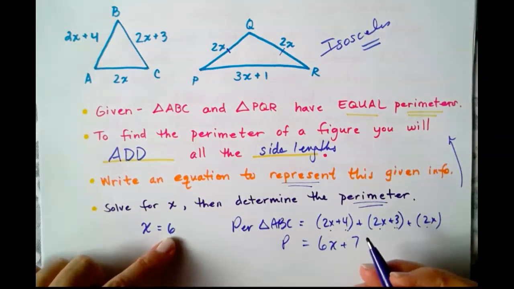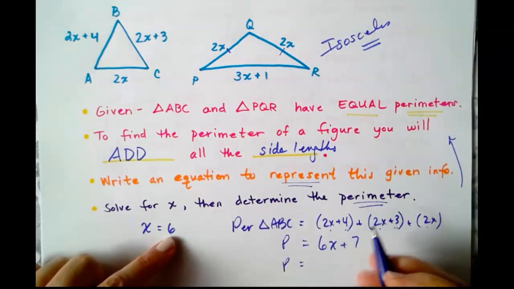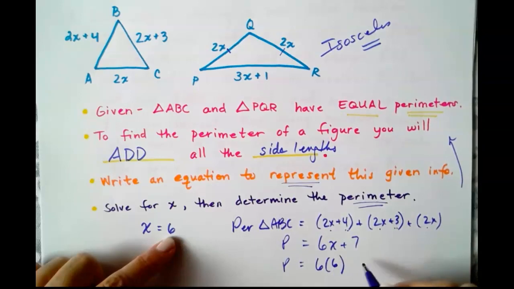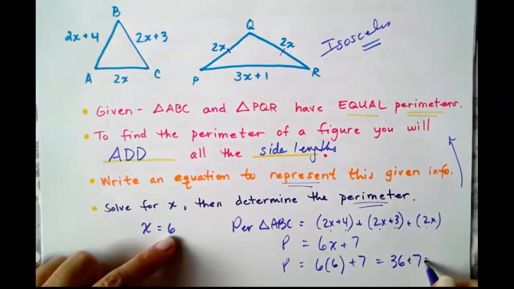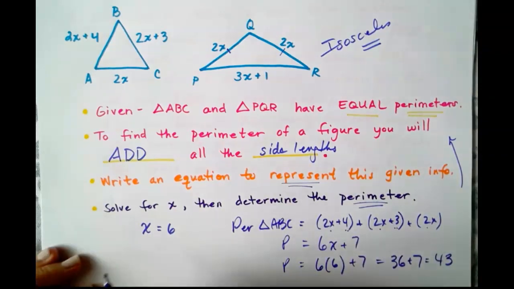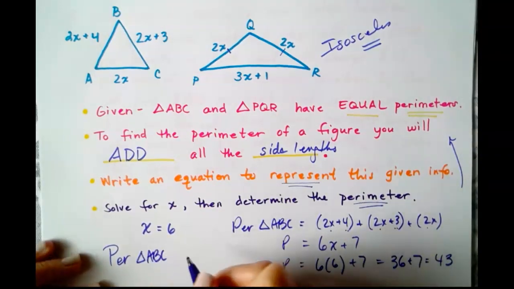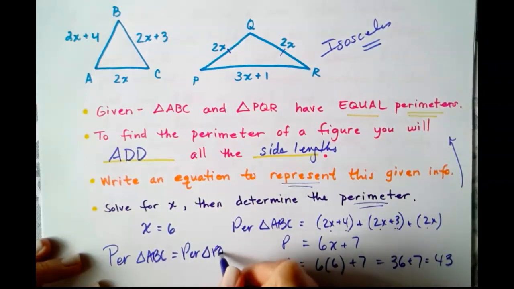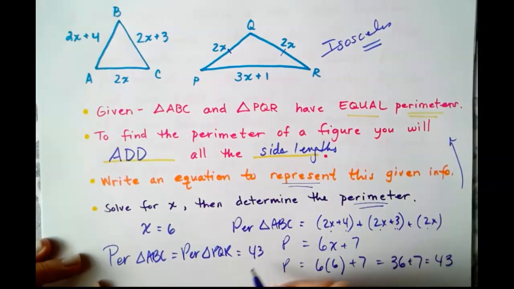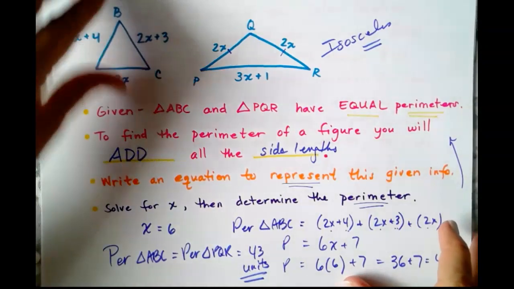So now I'm going to use substitution and I'm going to plug in 6 for the x. So my perimeter for triangle ABC is 6 times 6 plus 7. That's 36 plus 7, and 36 plus 7 is 43. And we'll just say 43 units. So the perimeter of triangle ABC, which is equal to the perimeter of triangle PQR, is equal to 43 units. There we go. So that's an application for geometry.